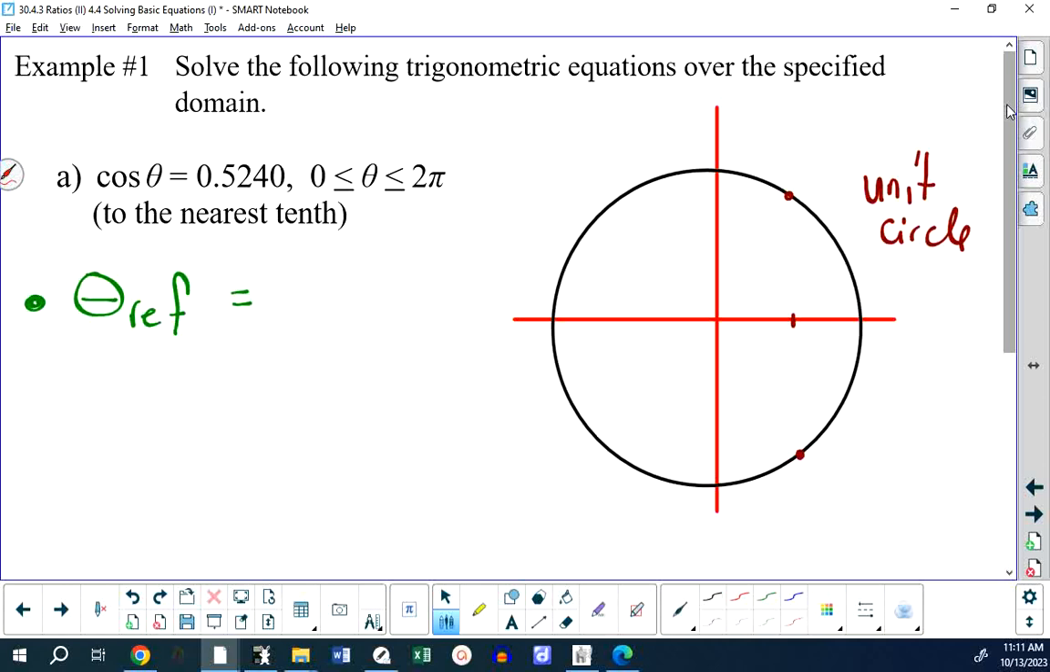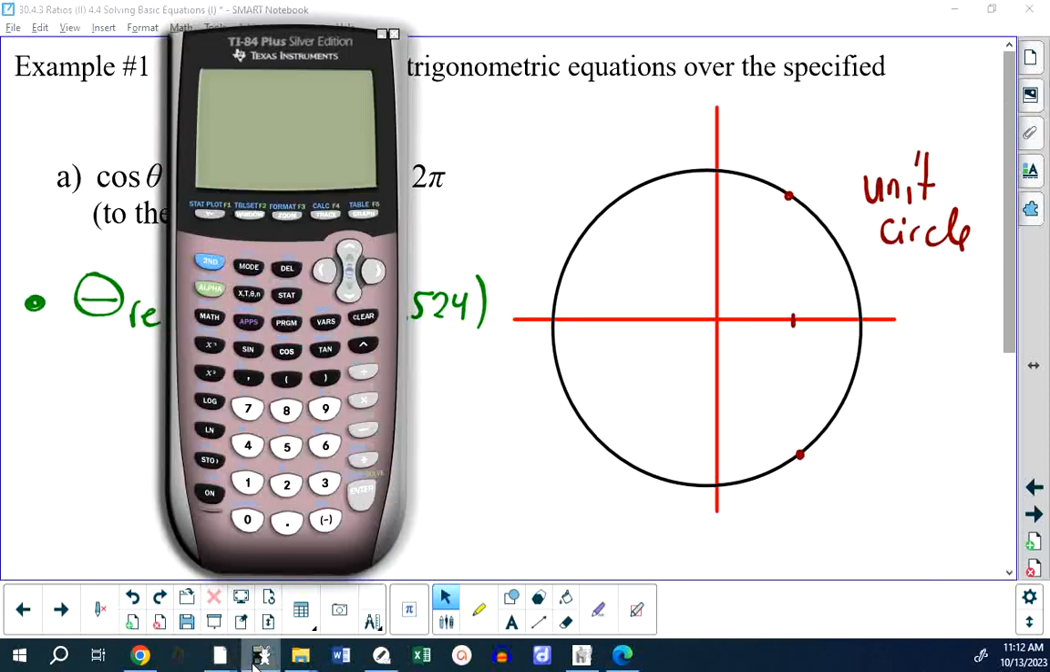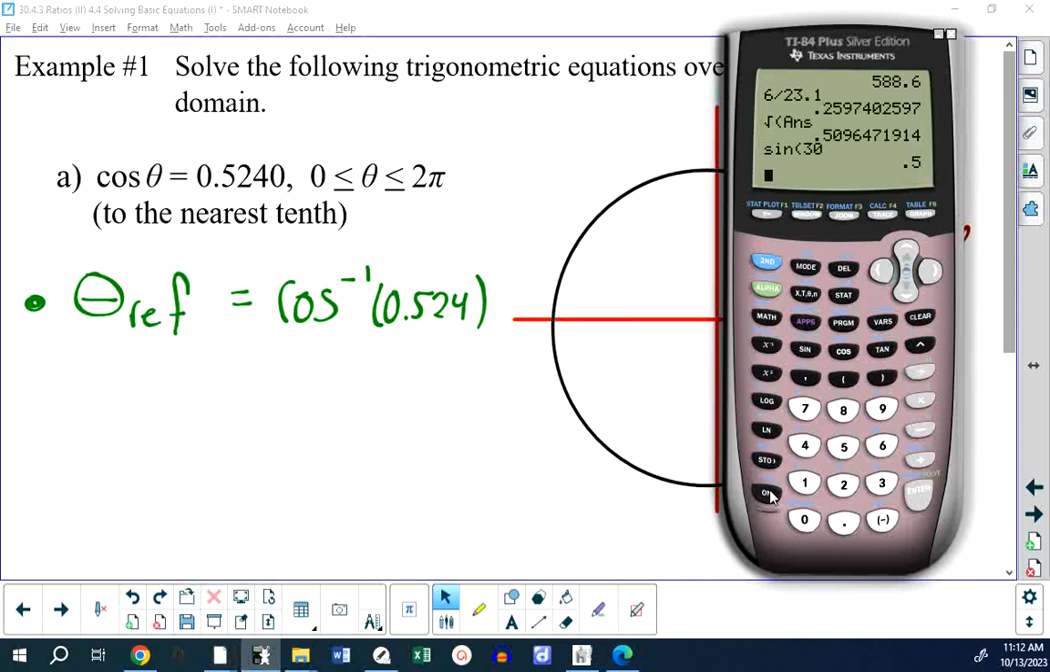You take the inverse cos. Your calculator will give you the reference angle if you go inverse cos. So the reference angle will be the inverse cosine of 0.524. Now here's a problem though. If you look up here for a minute, and I go inverse cos of 0.5240, I get something which seems very reasonable, 58 degrees. I look at that and I go, yeah, that makes sense.